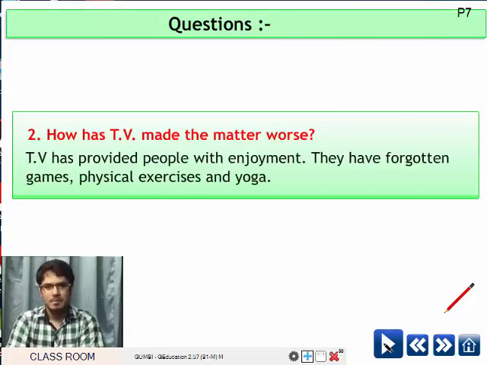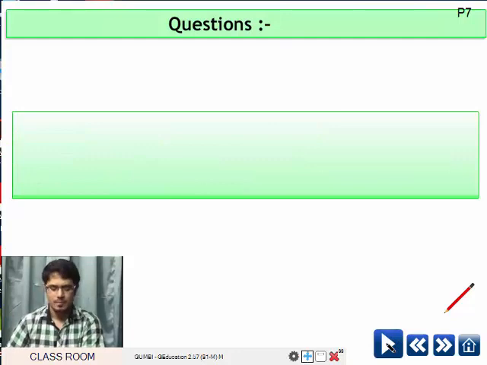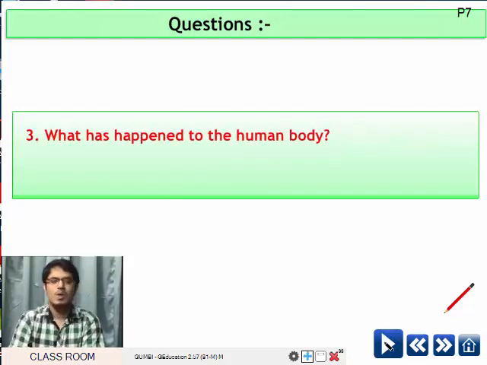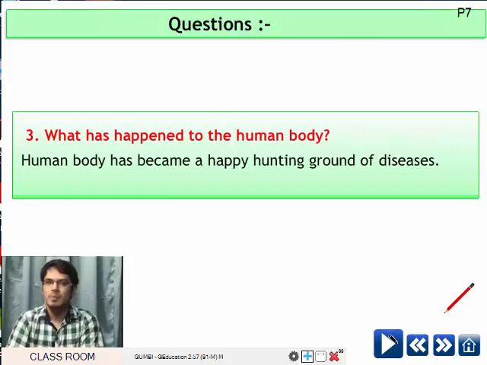TV has provided people with enjoyment. They have forgotten games, physical exercises, and yoga. What has happened to the human body? Human body has become a happy hunting ground of diseases. When his body becomes weak, automatically germs and viruses and other microorganisms attack his body and make him weak.